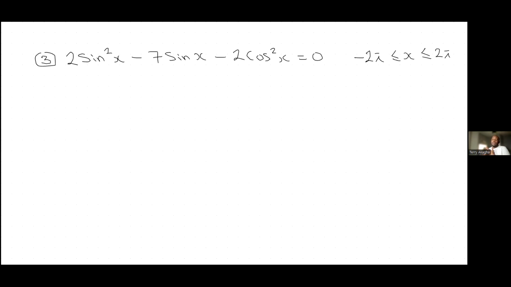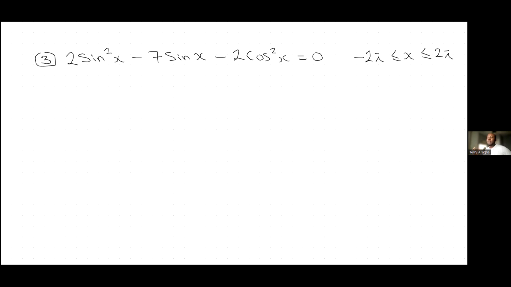All right. So remember, I told you in the rules that the first thing you have to do is ensure that they all have the same trig function, and you have to manipulate the trig identities as well. Now, if you look at this, we have sine squared, we have sine, and we have cos squared. We can't work with two different trig functions in the same question. So our best bet here will be to change the cos squared x to sine.